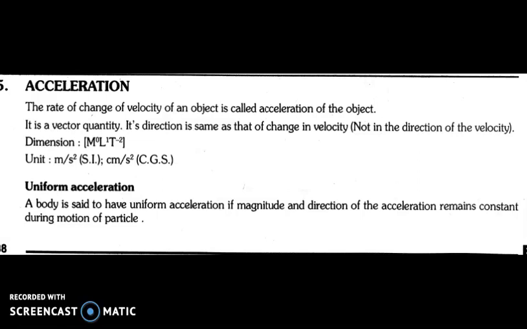Acceleration can be of 2 types, uniform acceleration and non-uniform acceleration. In this case we have only explained here the uniform acceleration, and we'll continue with the non-uniform acceleration further. A body is said to have uniform acceleration if the magnitude and direction of the acceleration remain constant. It means, for example, a body changes its velocity from 10 to 20 meter per second, let's say in 1 hour. In the same way it will be changing its velocity from, let's say, 20 meter per second to 30 meter per second in the next hour. So this is the case for uniform acceleration.